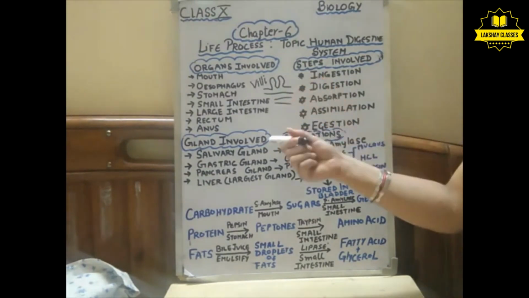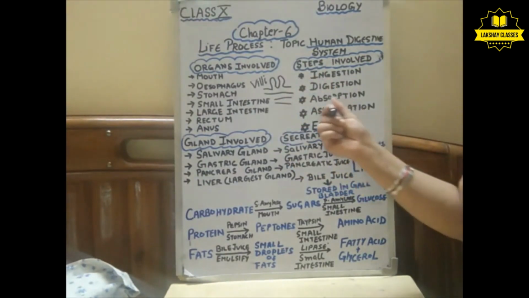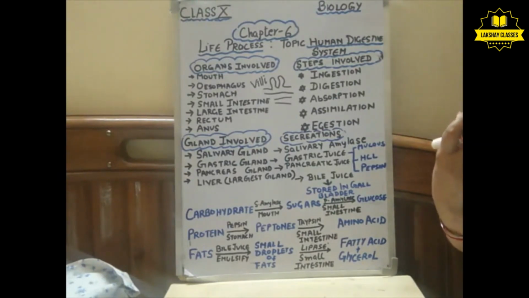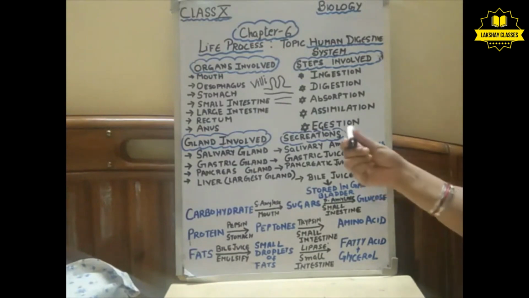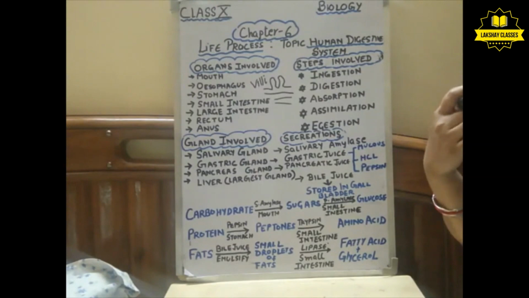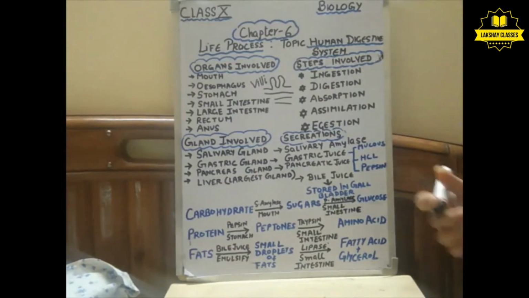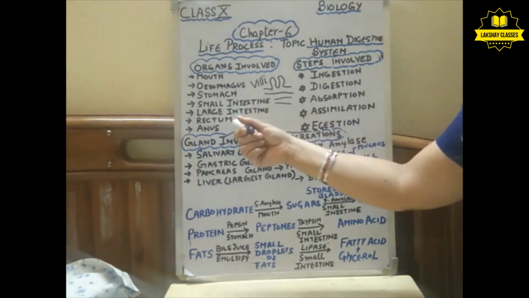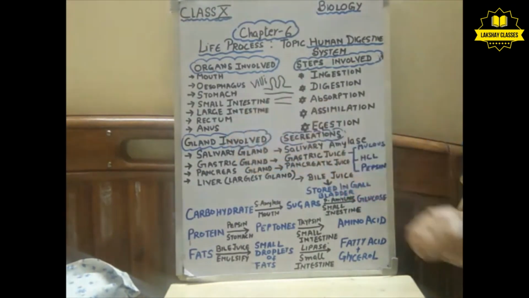Now, whatever we eat, it is not necessary that all of it is digested or utilized by the body. There is some undigested food also left in the body which needs to be removed out of the body, and that process is called egestion. Egestion means removing the undigested food from the body, and in that process the food is removed by the anus.